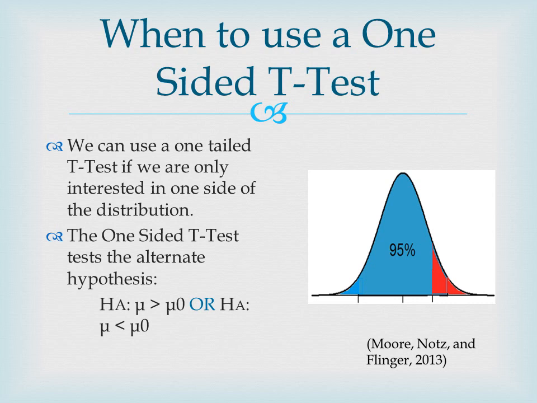We can use a one-sided t-test if we are only interested in one side of the distribution. The one-sided t-test tests the alternate hypothesis that mu is greater than mu naught or mu is less than mu naught, but not both.